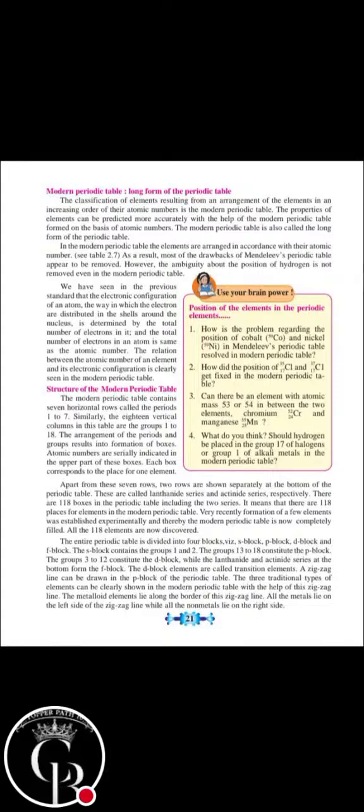We have seen in the previous standard that the electronic configuration of an atom, the way in which the electrons are distributed in the shells around the nucleus, is determined by the total number of electrons in it, and the total number of electrons in an atom is the same as the atomic number. The relation between the atomic number of the elements and their electronic configuration is clearly seen in the modern periodic table.